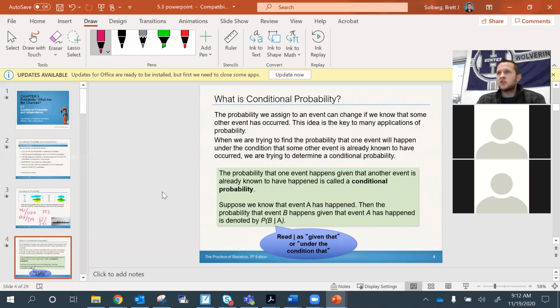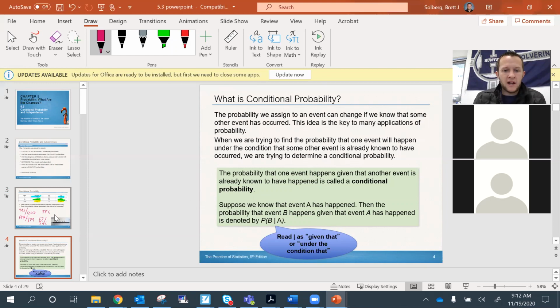So the condition is that another event has already happened. And we think, does that change the probability? Suppose we know that event A has happened, then the probability that event B happens given that event A has happened is denoted by P of B. And then we see this vertical line here. That means given that, or under the condition that A has happened.